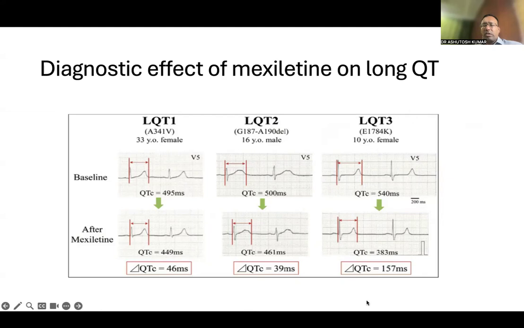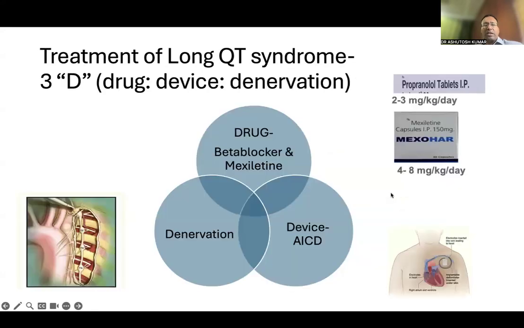If the QTC is shortening, then we can think that mexiletine is one of the drugs that can be added, particularly in those patients who can't afford or in whom we can't implant the AICD due to some reasons. So what is the treatment of long QT? Remember the three Ds: drug, device, and denervation.